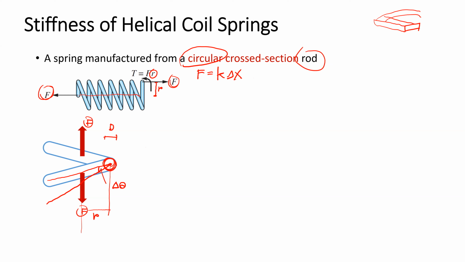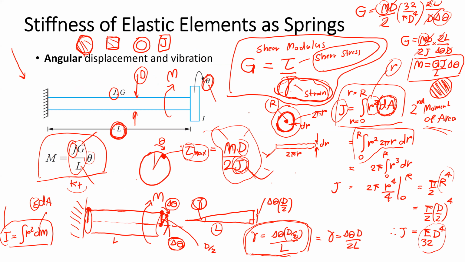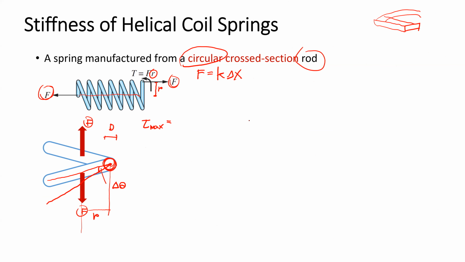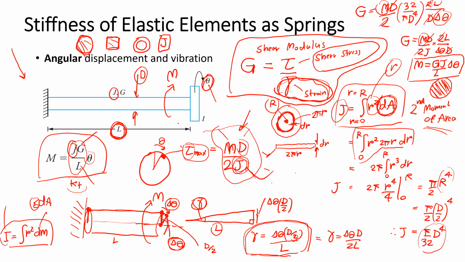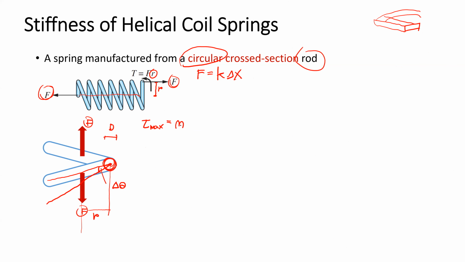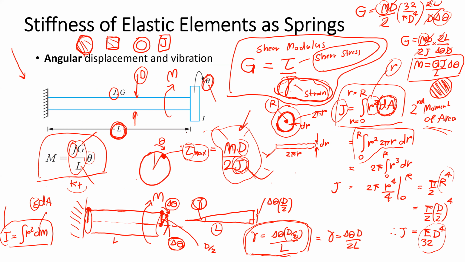We come back to the maximum shear stress, which is equal to the moment multiplied by the diameter per 2J.